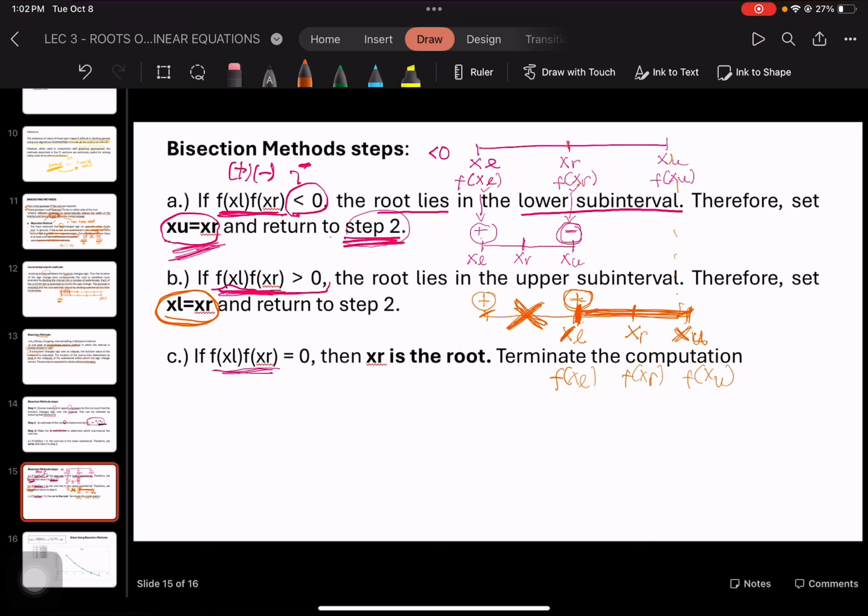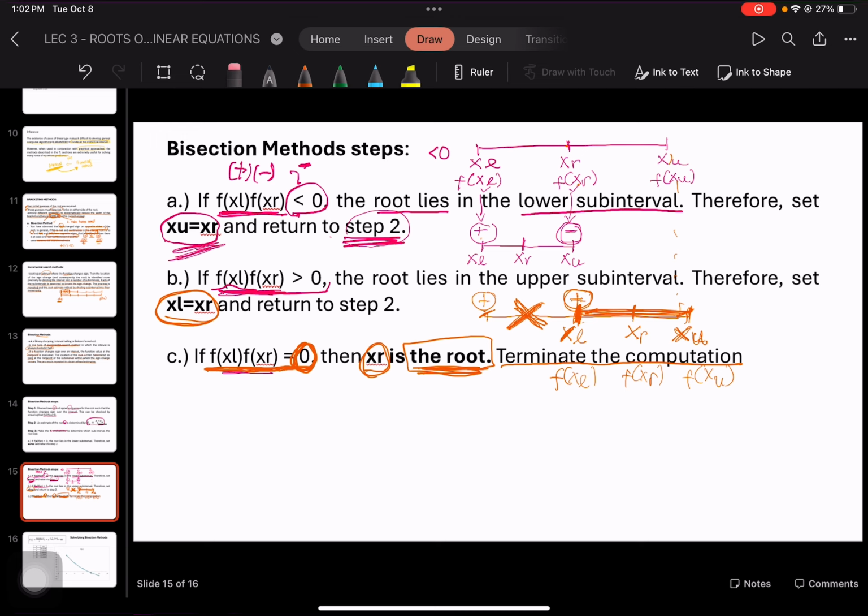Now, if in any case na multiply mo yung f of XL and f of XR, ang sagot is 0, wala na kayong problema. It means to say that the XR is already the root. Nahanap mo na yung root. So, if that's the case, you can terminate the computation or stop na. Kasi nahanap mo na yung root.